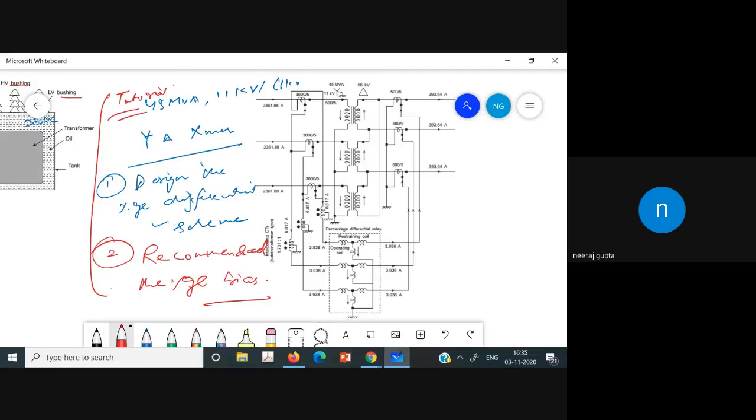So this is all about the transformer protection. This is up to the mid-sem. We can do it up to mid-sem.